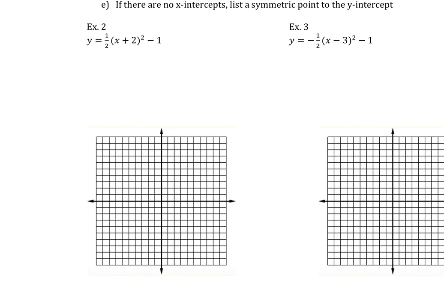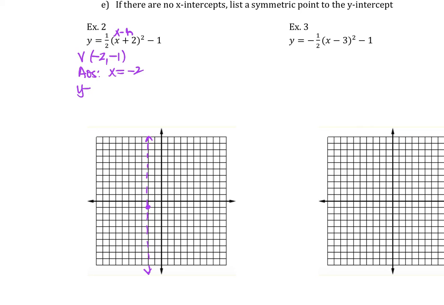The vertex on this one, so remember it's x minus h. If I have a positive 2 there, that means I'm going to have negative 2 as my x value of my vertex because it's x minus negative 2. And then my k value is negative 1. So I'm going to start plotting that. Negative 2, negative 1. My axis of symmetry will be a vertical line through that point. So my axis of symmetry is x equals negative 2.